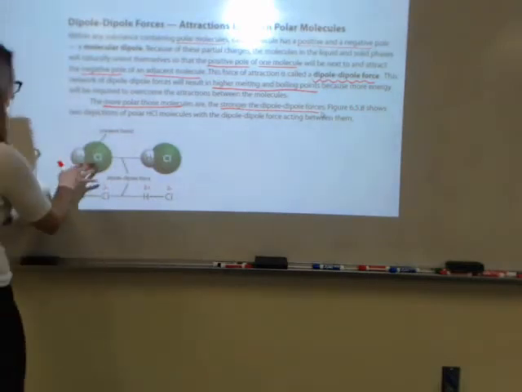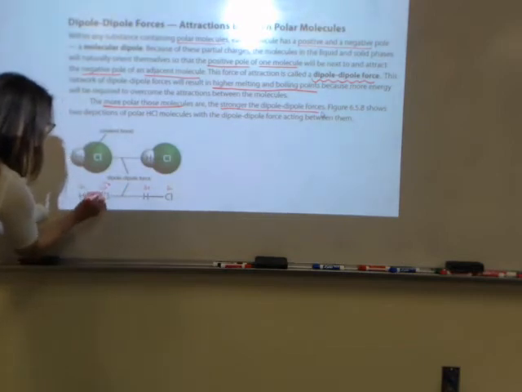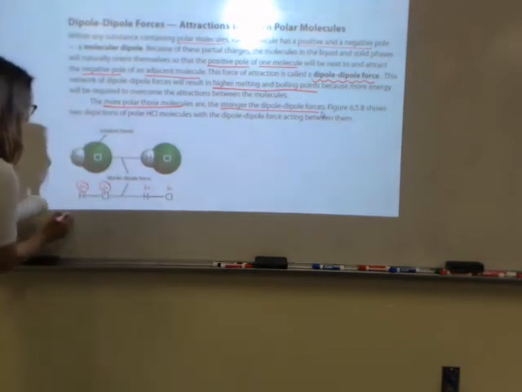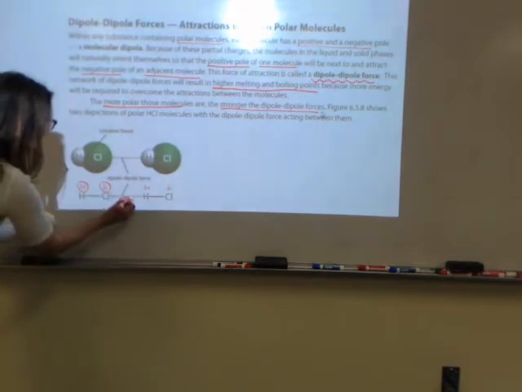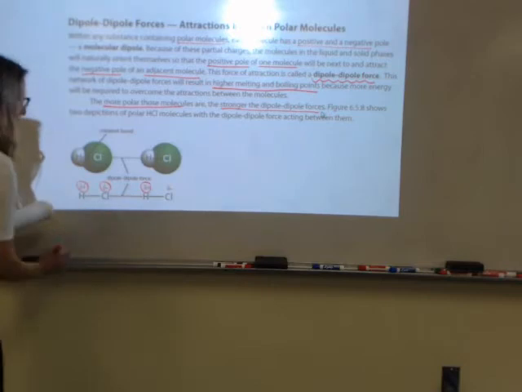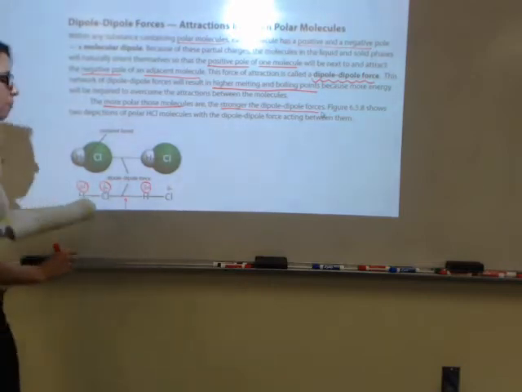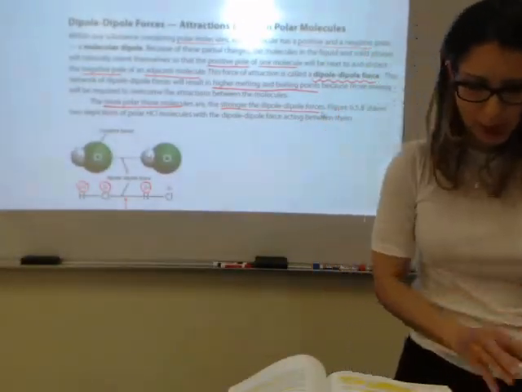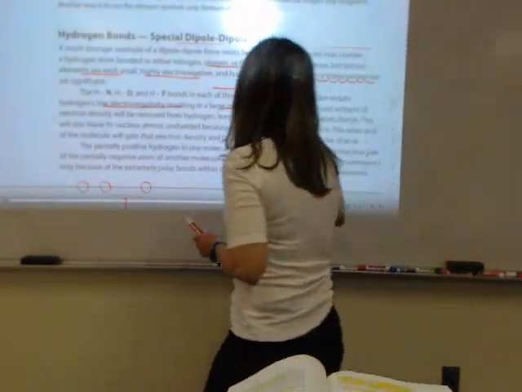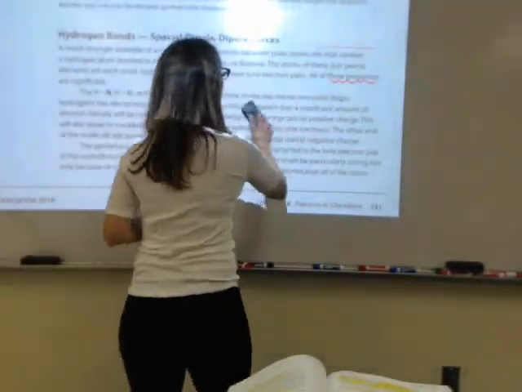Here you can see you have HCl and HCl. These are both polar molecules. You have a partial negative charge on the chlorine and a partial positive charge on the hydrogen. And the partial negative on the chlorine causes it to be attracted to the partial positive on the hydrogen. So this interaction here between the molecules is known as your dipole-dipole force. Now, let's talk about hydrogen bonds. Hydrogen bonds are a special type of dipole-dipole force.